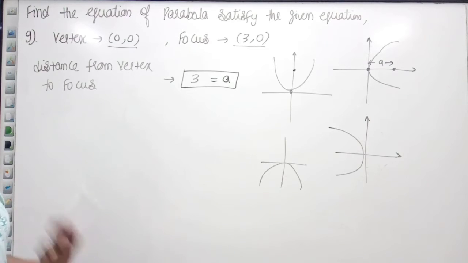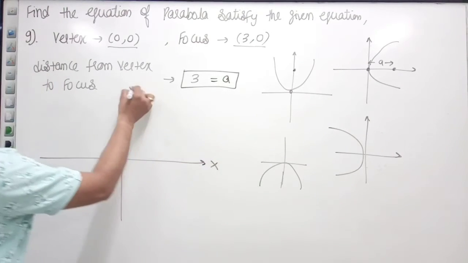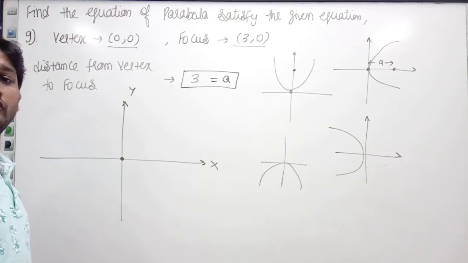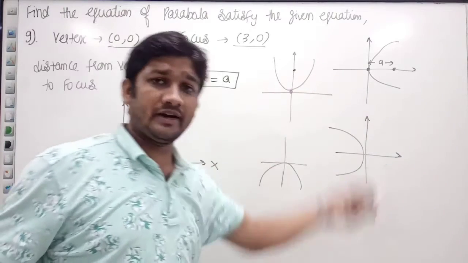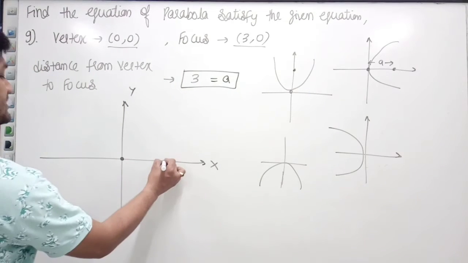Now which parabola, which shape? I will draw the coordinate axis, x-axis, y-axis, first the vertex. Now the parabola is passing through the origin (0, 0). Every parabola passes through the vertex. Now it passes through the origin and focus is (3, 0).